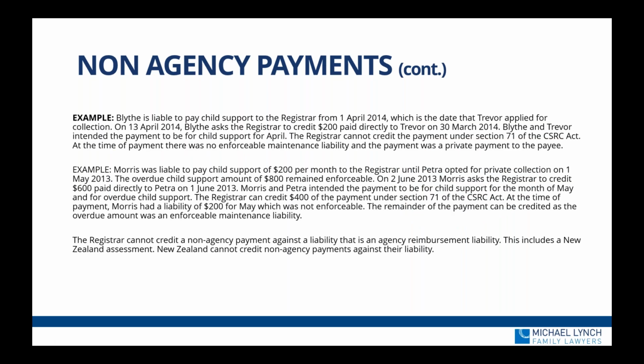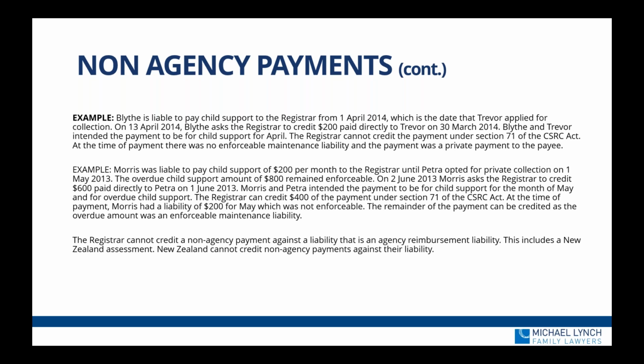Blythe is liable to pay child support to the registrar from 1 April 2014, which is the date that Trevor applied for the collection. On the 13th of April 2014, Blythe asked the registrar to credit $200 paid directly by him to Trevor on the 30th of March 2014. Blythe and Trevor intended the payment to be for child support for April. The registrar can't credit the payment under Section 71 of the Child Support Registration and Collection Act.